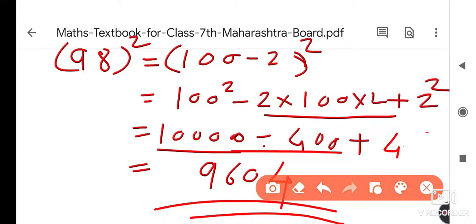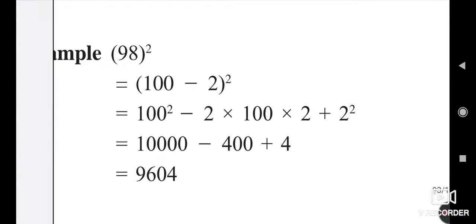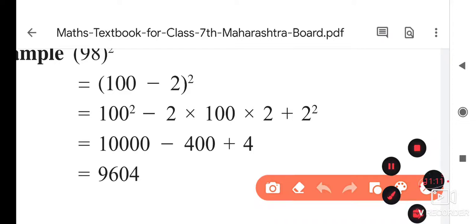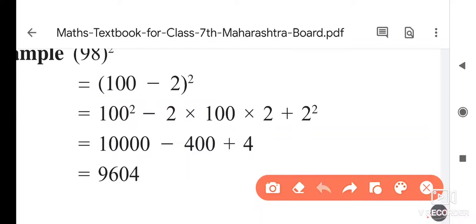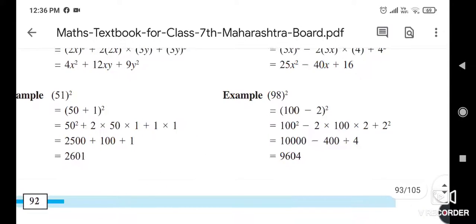In this way we can use the expansion of the squares to solve the example. Now here this question is shown. 98 means 100 minus 2. We have to take the nearest round figure here. So 100 square minus 2ab means 2 into 100 into 2, and then the last term, that is b square. 100 square is 10,000, the multiplication of this is 400, and this 2 square is 4. Subtraction of this is equal to 9,600, plus 4 is equal to 9,604.